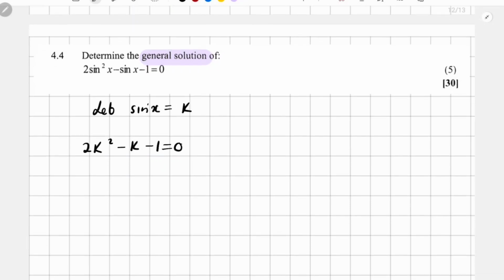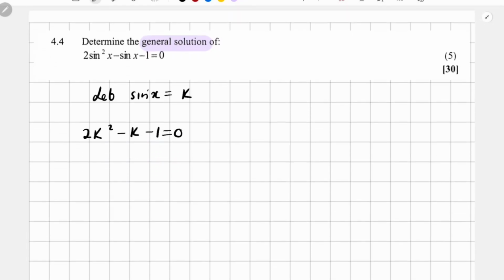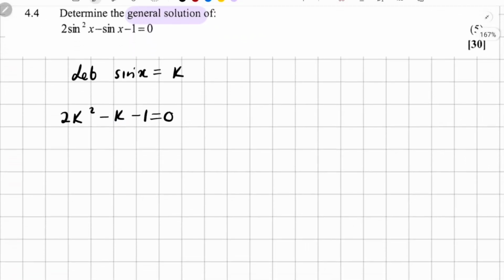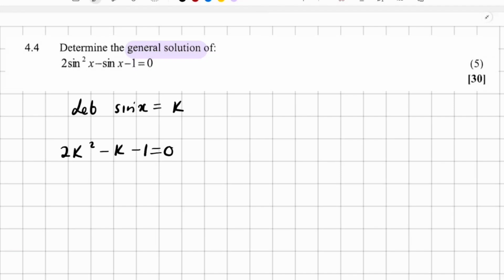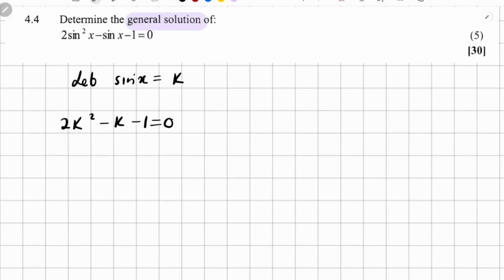So factorize this. You can use the cross method, you can also use the factor method. I'm just going to use the factor method because I have used the cross method multiple times in my videos, so let me just try a new method. Factorizing using the factor method where we look for factors, what we're going to do first of all is take the coefficient of k squared and the constant term, and multiply them.